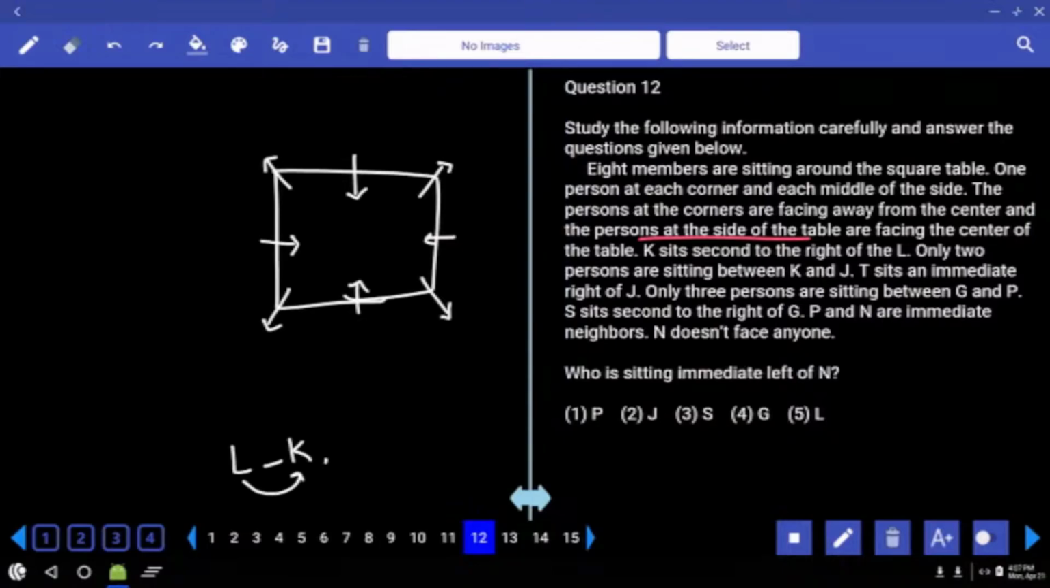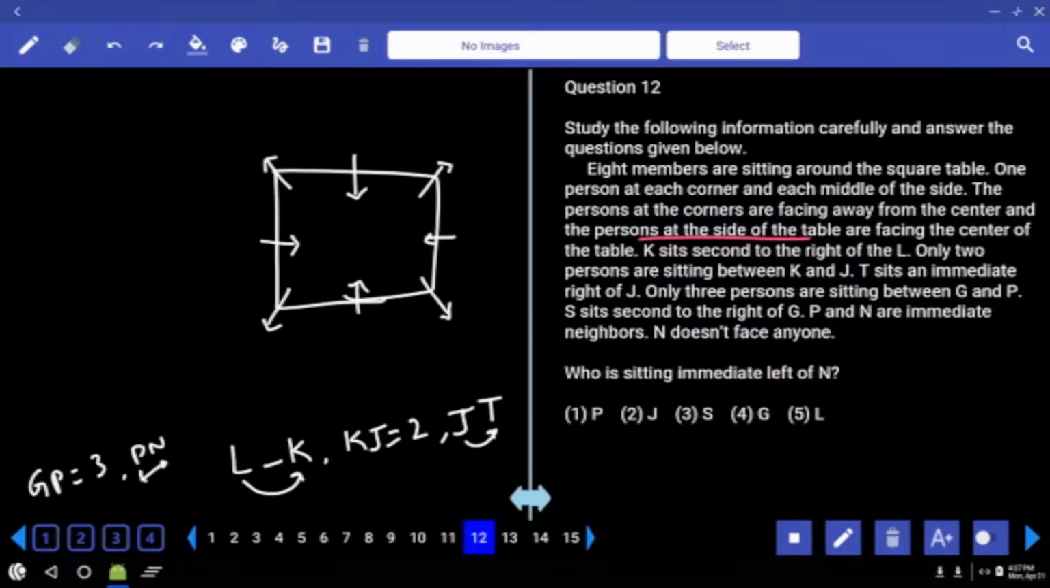And only 2 people sit between K and J. Now in between K and J, how many are there exactly? T is an immediate right of J. J is here. T is an immediate right of J. And only 3 persons between G and P. G and P, 3 persons means they are opposite to each other. And P and N are immediate neighbors. P and N are adjacent to each other.